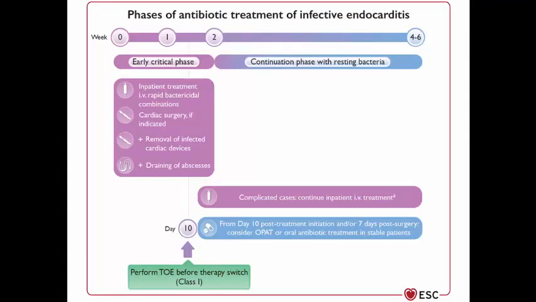So this diagram illustrates what we discussed regarding the early critical phase, in which you start IV rapid bactericidal combinations in hospital, and if there is an indication for surgery, go for it. And then the continuation phase, in which you can start from day 10 post-treatment or day 7 after surgery, outpatient parenteral or oral antibiotic therapy in a stable patient, but take care to perform transesophageal echo before switching to the outpatient treatment to exclude any local complications that may necessitate surgery, like abscess, dehiscence, or any signs of perivalvular extension.